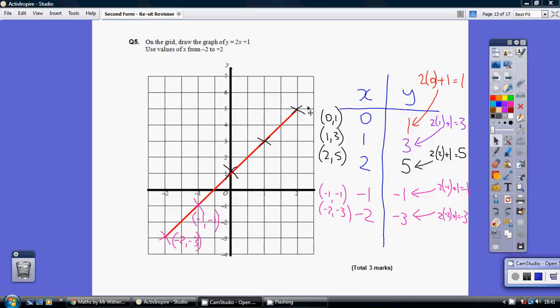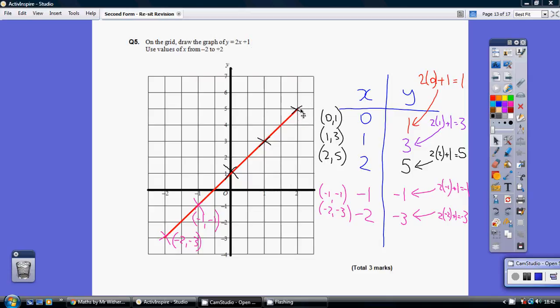Now that's enough to go and draw a straight line, but I always think it's wise to do a third point for luck, just to check you've got the other 2 right. So do another straightforward point. I would always suggest you use x equals 2. So let's pop 2 into our machine. 2 2's are 4, add 1, we get 5. So when x is 2, y is 5. 2 along the corridor, 5 up the stairs.